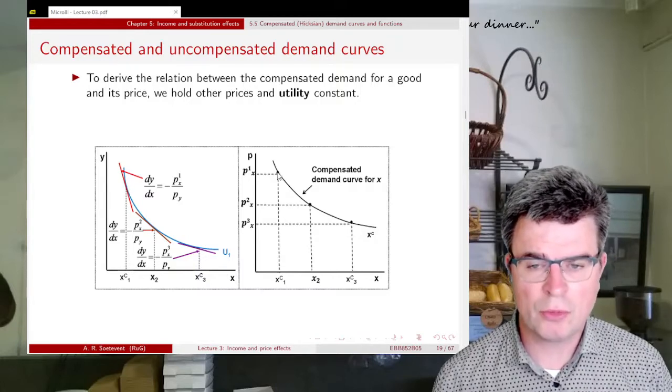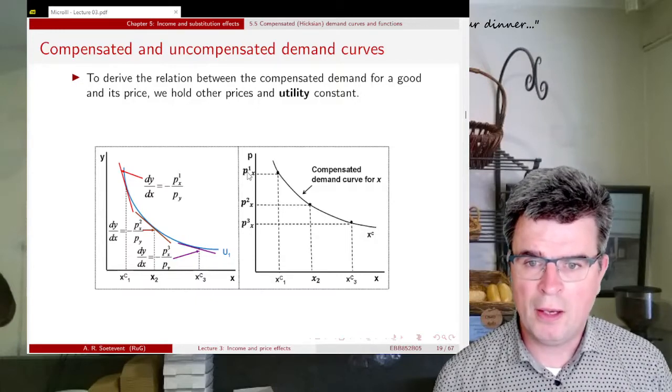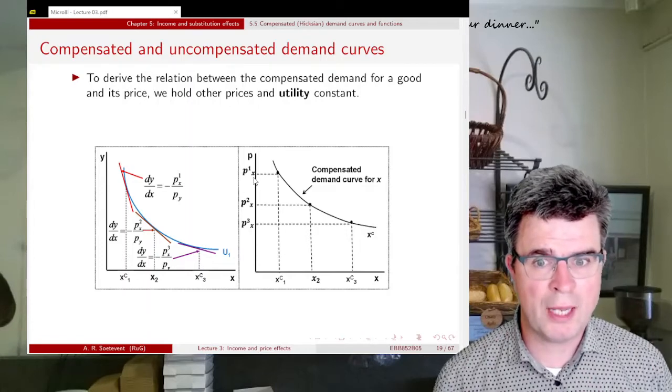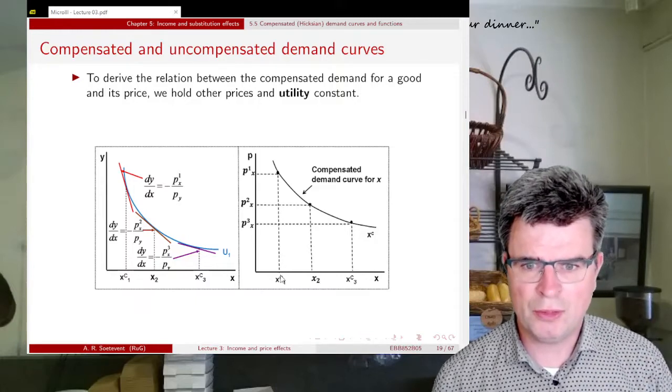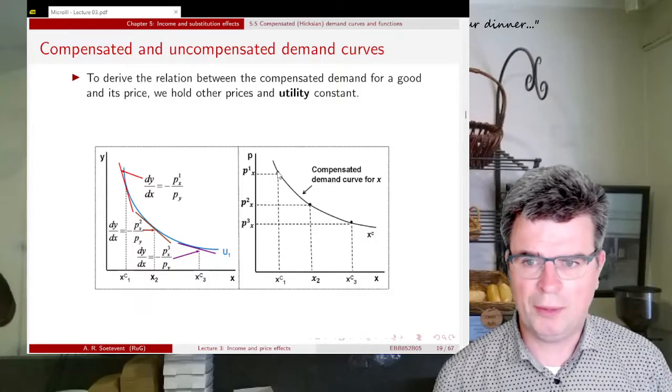So in the right curve, in the compensated demand curve, we have a third point related to if the price of good X is equal to P1, then the optimal consumption, if we get compensated, if we remain on the old indifference curve, is equal to X1.